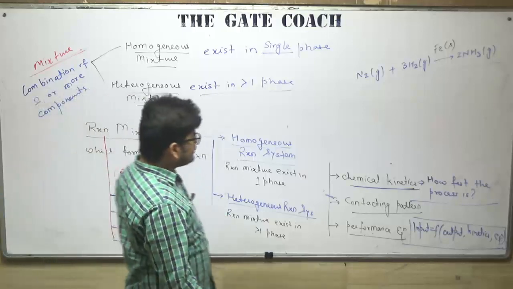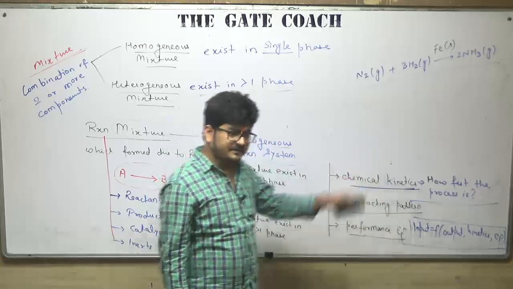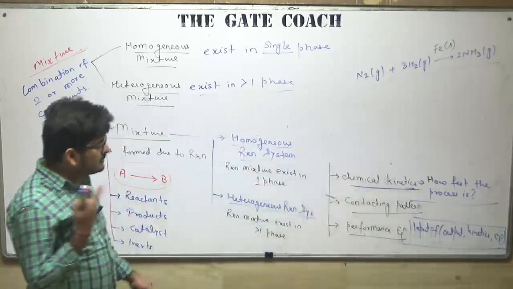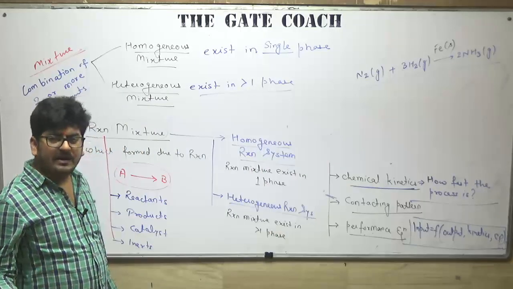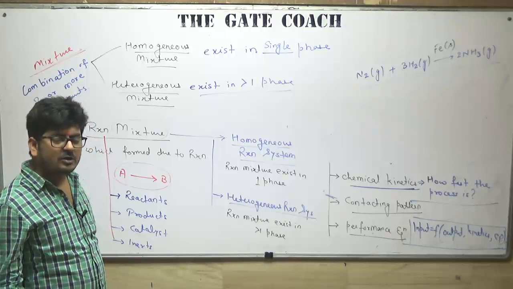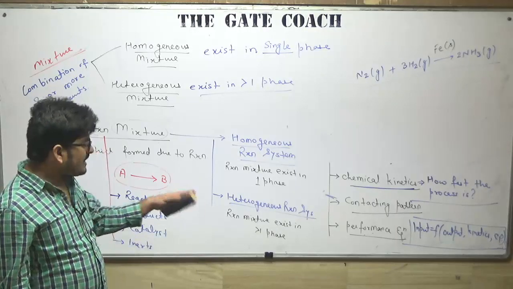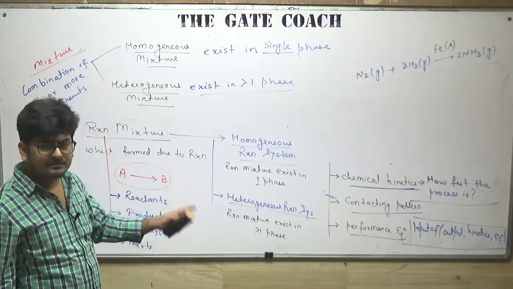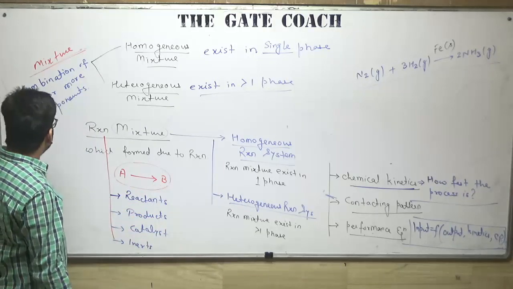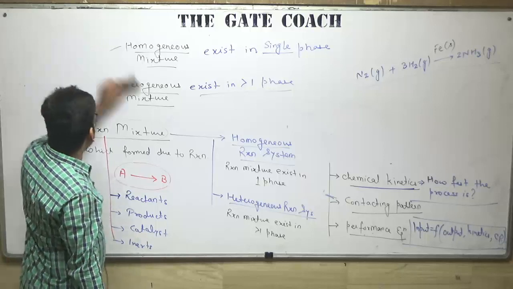So first we will talk about the chemical kinetics. Second, contacting pattern. Contacting pattern is not in our syllabus, so we will not talk about that. We will talk about the kinetics and then performance equation. So first, chemical kinetics.